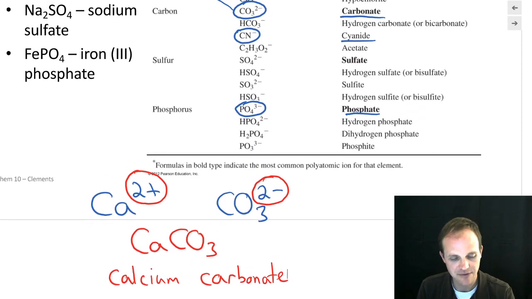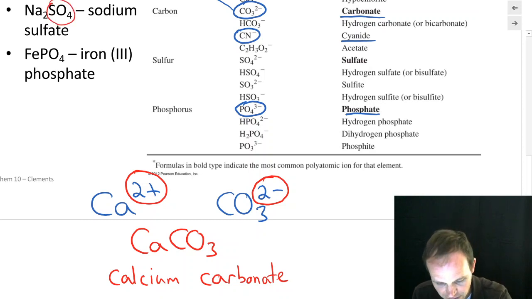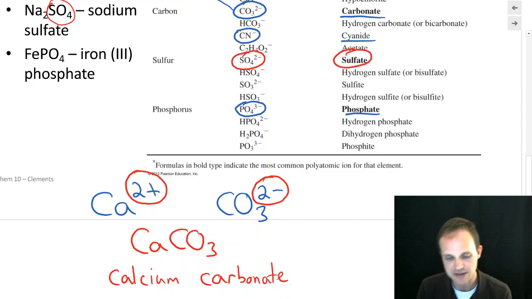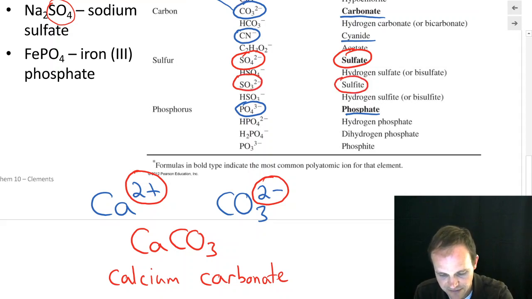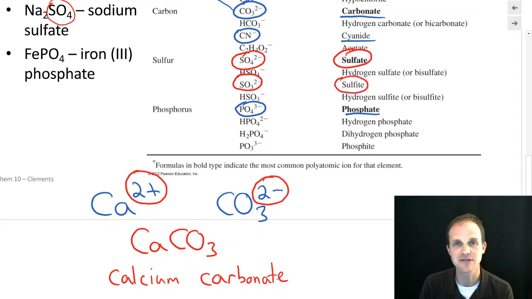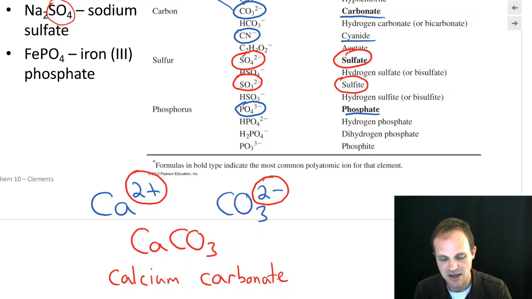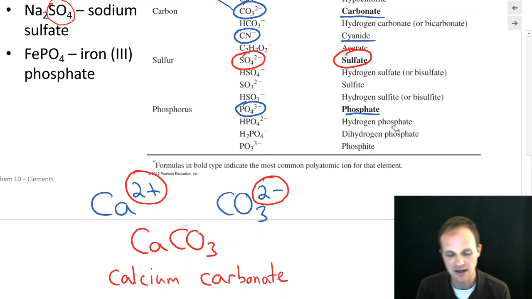The next example I have up here is sodium sulfate. Let's find sulfate on our table. SO4 2- is right here. That's sulfate. Now notice there's also something on the periodic table, or on the table here, called sulfite. What's the difference between sulfate and sulfite? Sulfate has 4 oxygens. Sulfite has 3 oxygens, but both of them have a -2 charge. So one letter makes a difference, and we have to pay attention to that as we go through.